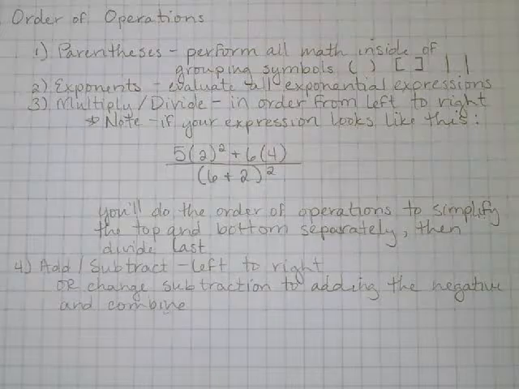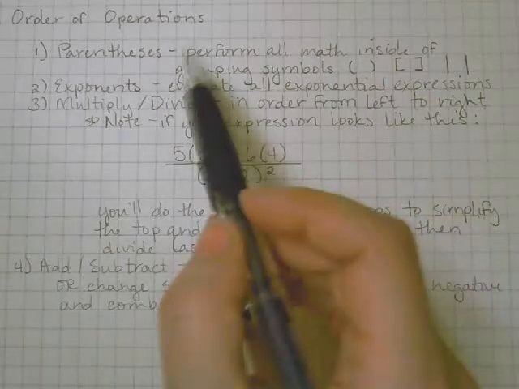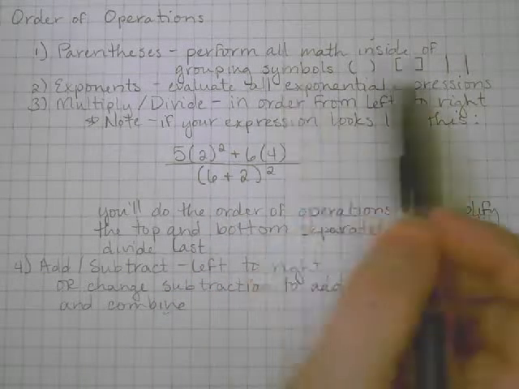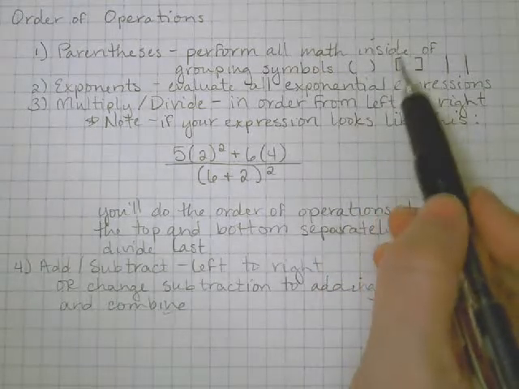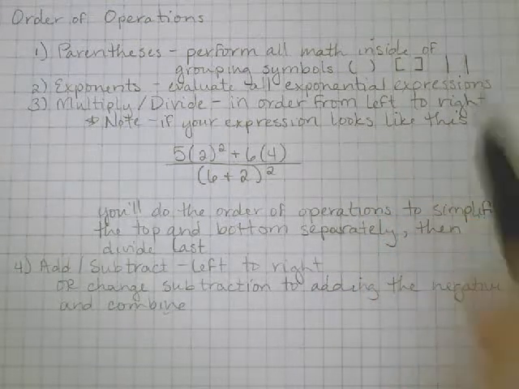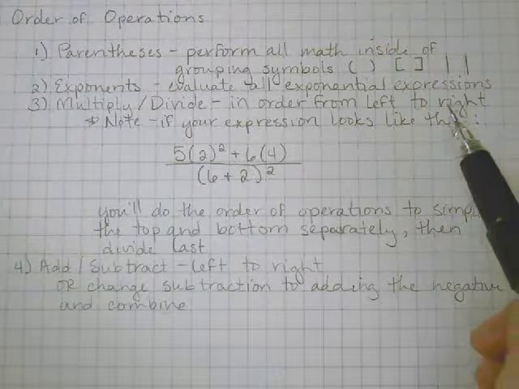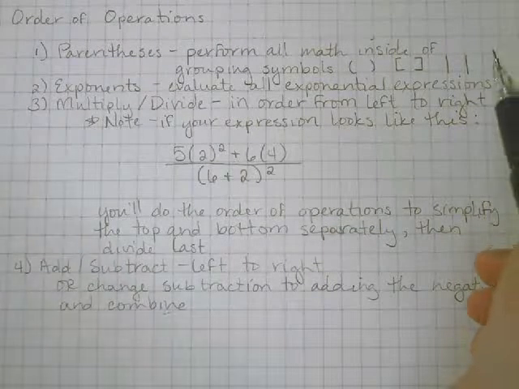Okay, moving on to order of operations. The first thing you want to start with is the parentheses, and that's what we most commonly say, but we can also look at it in a couple different ways. Perform all of the math inside of grouping symbols. So that can be parentheses, that can be brackets, that can also be absolute value symbols. So you do everything inside of the parentheses first.